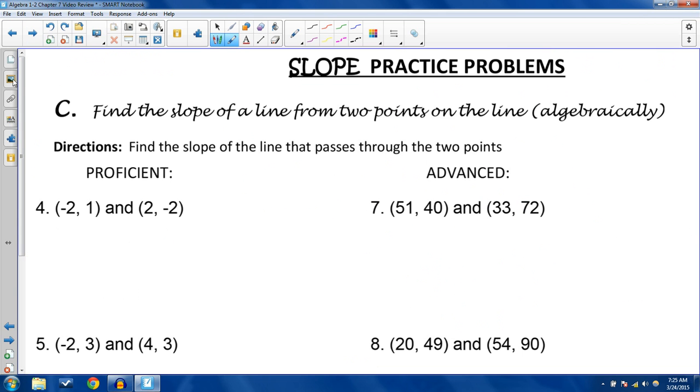All right, here we go. Part C. From there, find the slope of a line from 2 points on the line. Algebraically? What do they mean by algebraically? Find the slope of a line from 2 points on algebraically. I don't know what they mean by algebraically. That's okay. Maybe I'll figure it out from there.